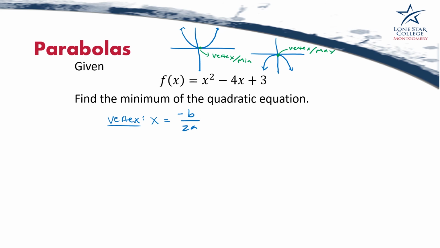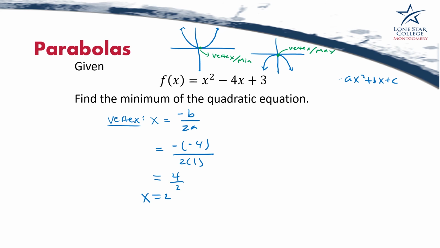And again, that a and b come from the standard form of our quadratic equation, ax squared plus bx plus c. So in our case, negative b would be negative negative 4, over 2a, so 2 times 1, because our a is 1. If we simplify that, we get a positive 4 over 2, which gives us 2. So the x value of our vertex is 2.